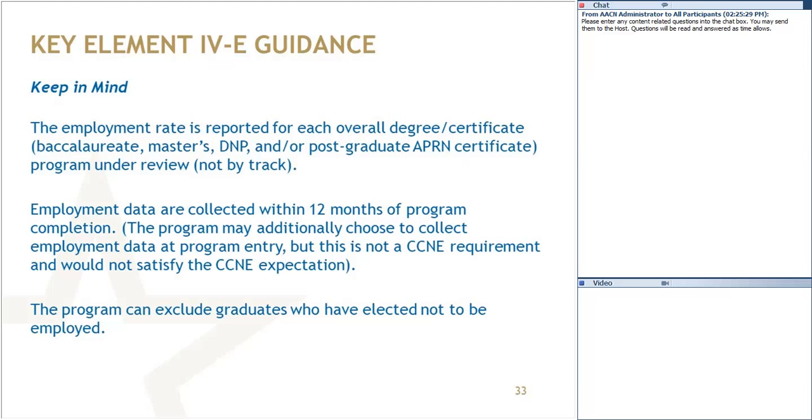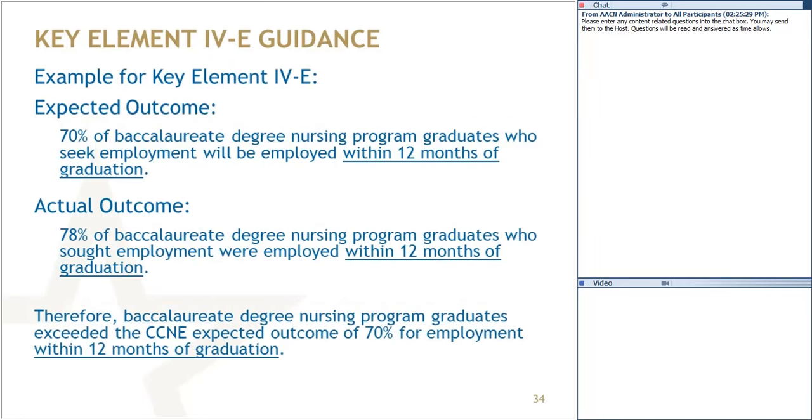Again, CCNE is looking at employment. We're not necessarily looking at employment within the field of nursing. We're looking at any kind of employment. And when you're looking at your employment rates, you can elect to exclude graduates who don't want to be employed. For example, they went straight to graduate school, or they have health issues, or they have family obligations that are preventing them from seeking employment at the time. There's a variety of reasons that people may decide not to seek employment.